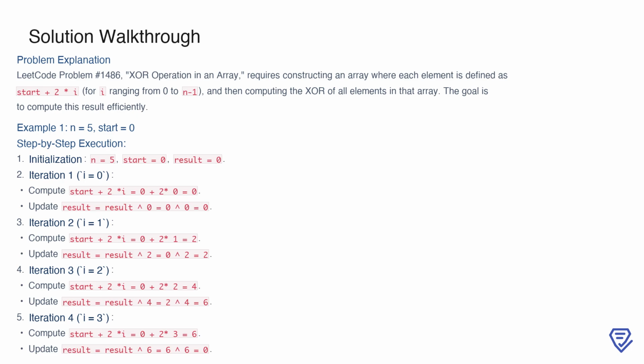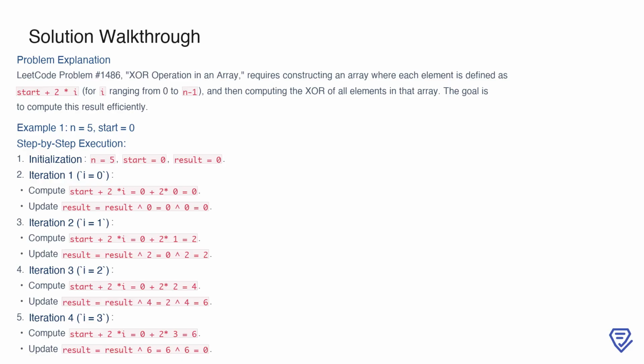We then update the XOR result, result XOR 0 remains 0. In the next iteration, i equals 1, we calculate start plus 2 * i equals 0 plus 2 * 1 equals 2, and update the result to 0 XOR 2, which equals 2. For i equals 2, we compute start plus 2 * i equals 0 plus 2 * 2 equals 4, and XOR it with the current result, giving 2 XOR 4 equals 6.